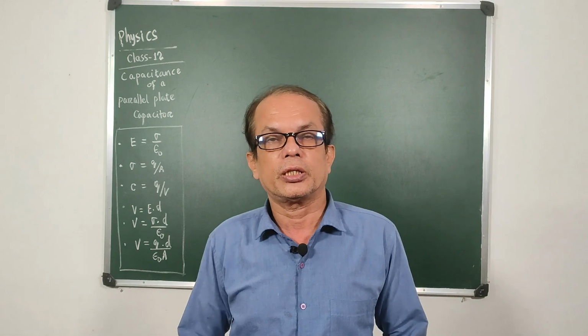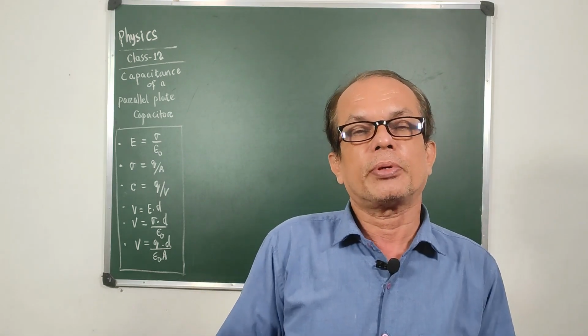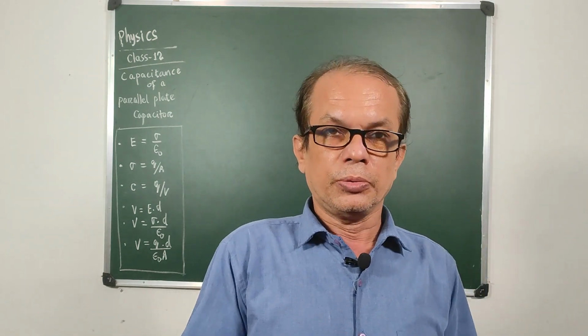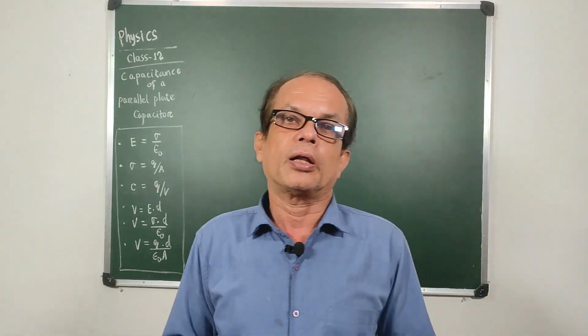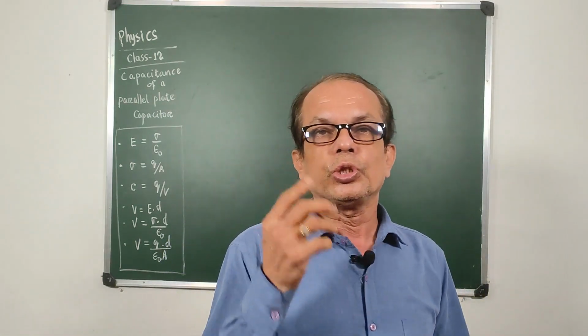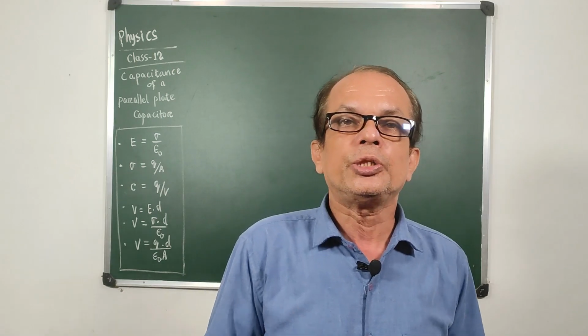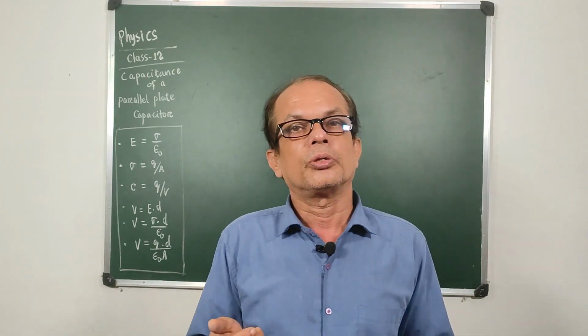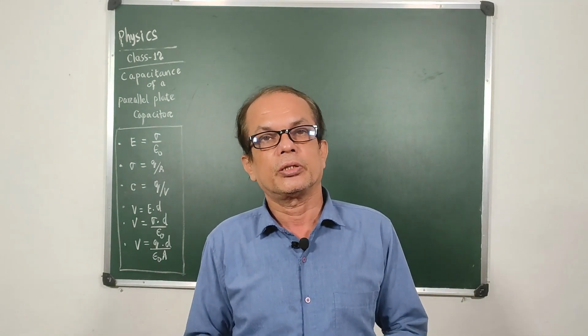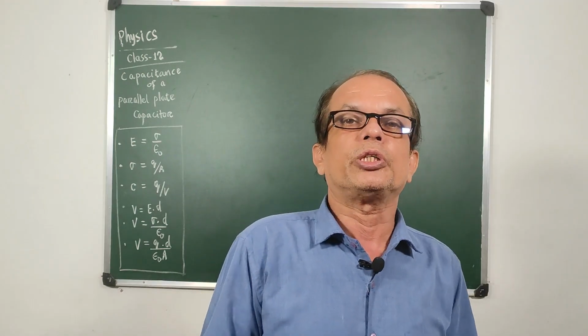In the previous classes we had come up to parallel plate capacitor. Today we are going to proceed beyond that. In a parallel plate capacitor we have two charged plates. Each one is having a similar charge, which are opposite in nature.